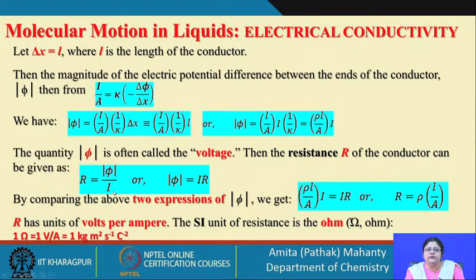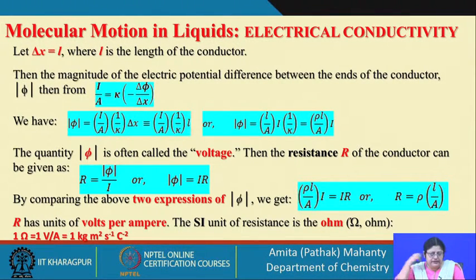So, comparing the two values of phi, this is one value of phi we have, and we have one value of phi here. If we compare the two values, this one and this one, what can we write? This was one value, this is the other value. IR equals resistivity into L by A, and I gets cancelled. So the resistance R is nothing but the resistivity rho into L by A.